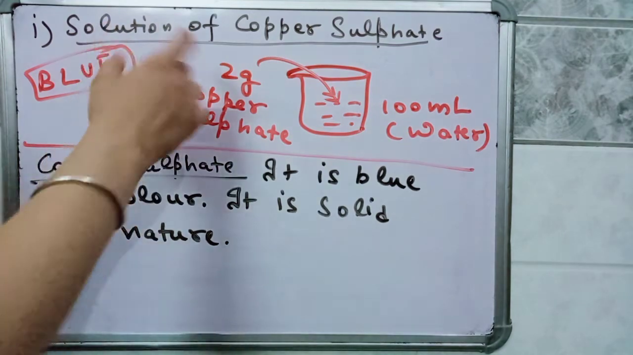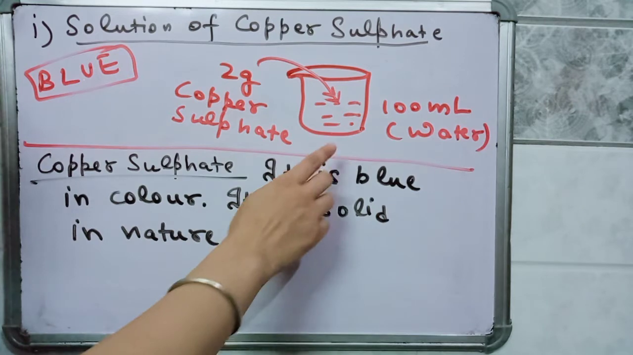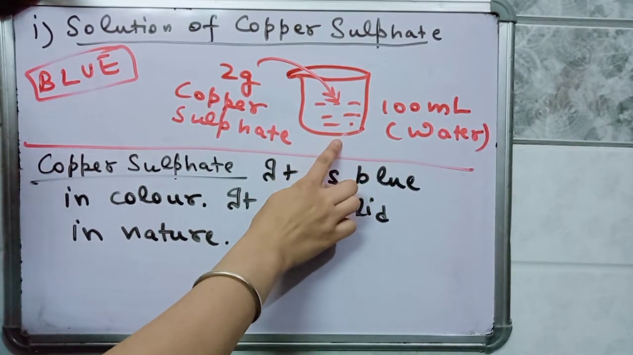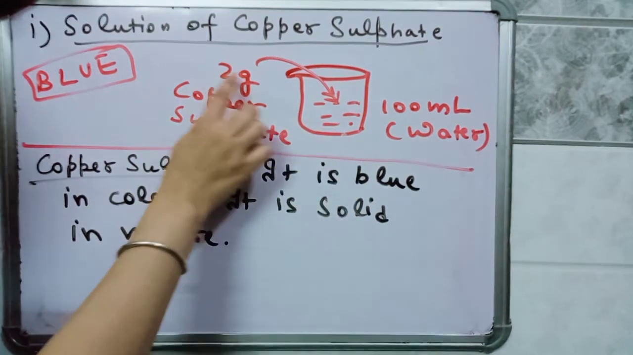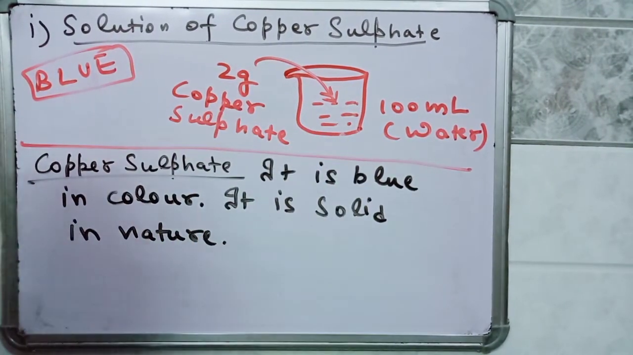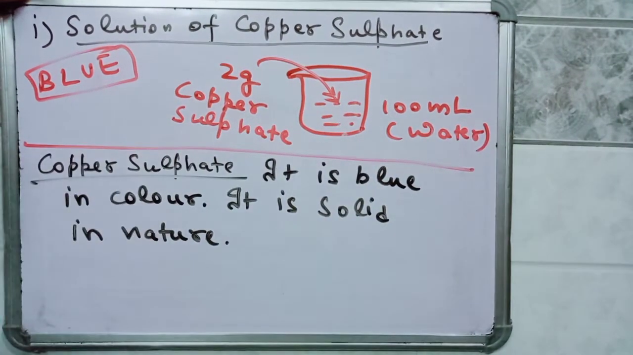Now you need the solution of copper sulfate, which means you require copper sulfate in liquid form. So how will you prepare the solution of copper sulfate? Take a beaker, add 100 milliliters of water in it, and then add 2 grams of copper sulfate in this beaker in which water is already present. You will obtain a solution which is blue in color.